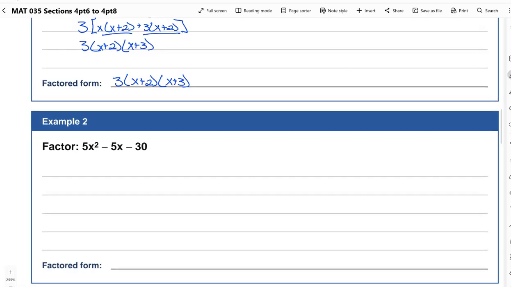And this is where you may want to pause the video and try this one. So I have 5x squared minus 5x minus 30. Everything has a 5 in common, and if I factor it out, I'm left with x squared minus x minus 6. AC gives me negative 6. I can use 1 and negative 6 or negative 1 and 6, but that doesn't give me that negative 1 I need. What about 2 and negative 3 or negative 2 and 3? It looks like 2 and negative 3 is going to be your winning combination.